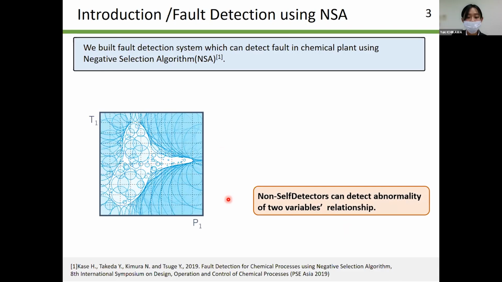After that, current values are plotted into the variable space. If the plotted sample is out of the non-self detectors, the sample is judged as normal. If the plotted sample is in a non-self detector, the sample is judged as abnormal.